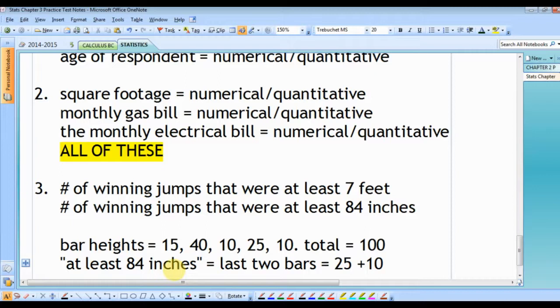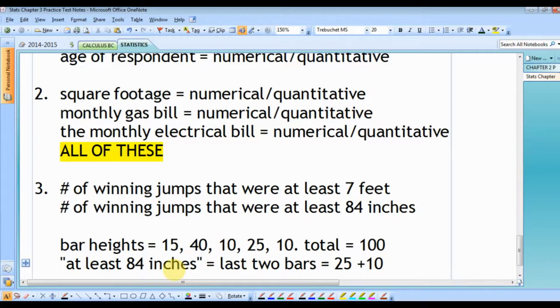All right, so do we kind of get this then? 35 of 100 of the high jumps were at least 84 inches. That's about 35%, right? Wait, isn't it more than that though?